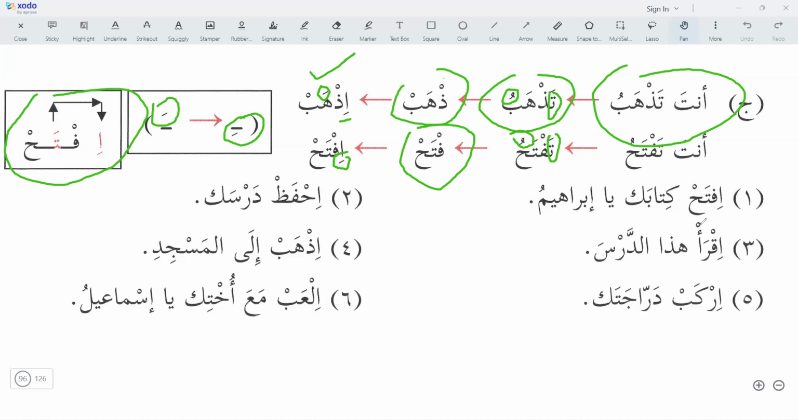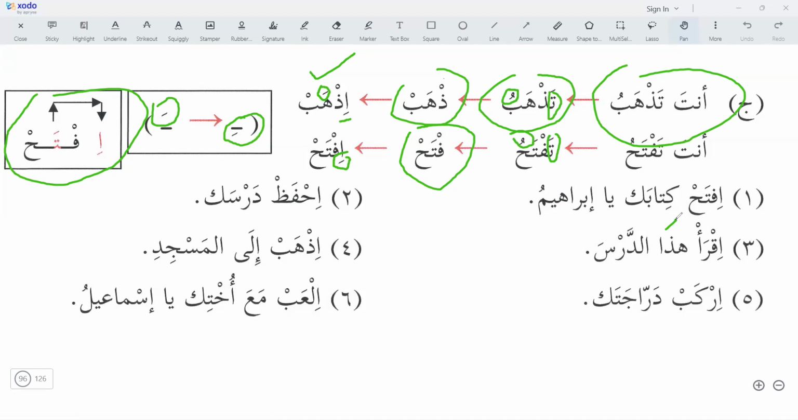Okay. Who will read this one? Can I, sir? Okay, please. Bismillahirrahmanirrahim. Iftah kitabaka ya Ibrahimu. O Ibrahim, open your book. Ihfaz darsaka. Memorize your lesson. Iqra hazad darsa. Read this lesson.